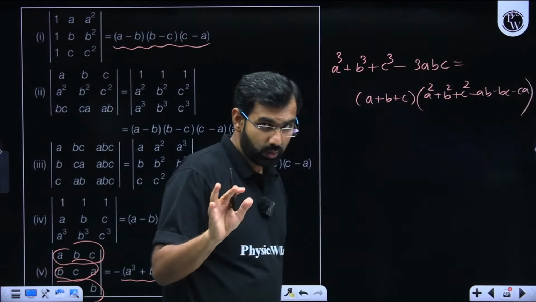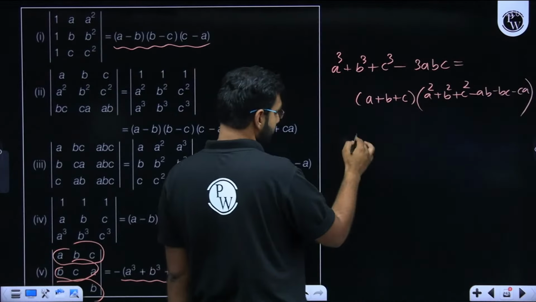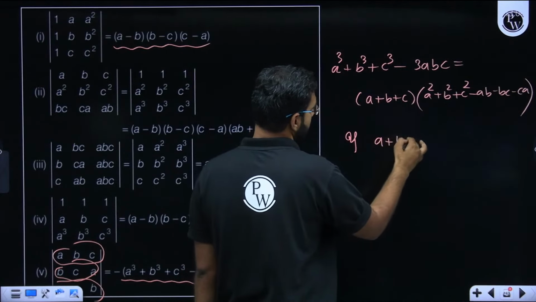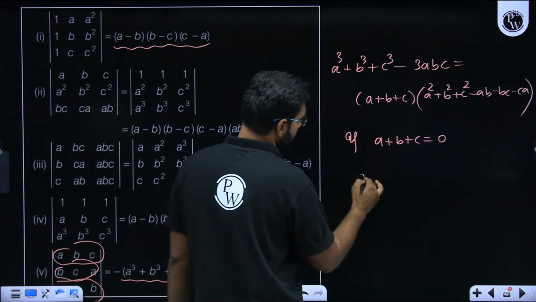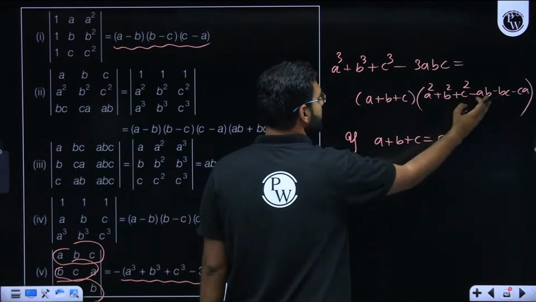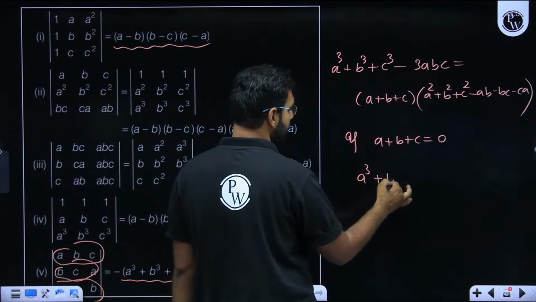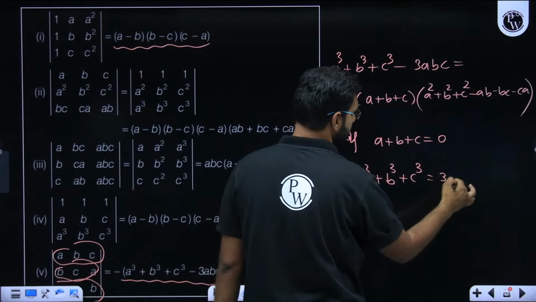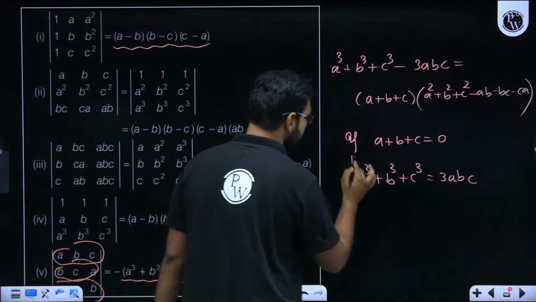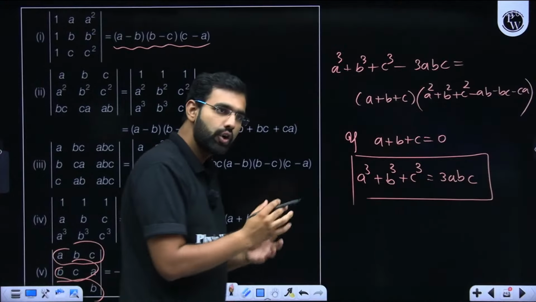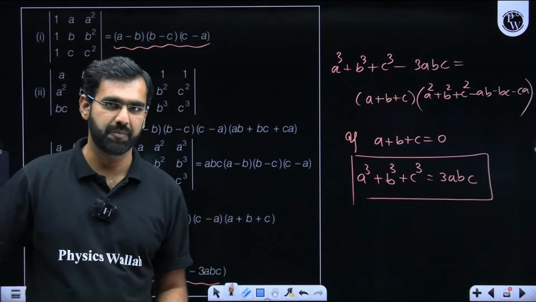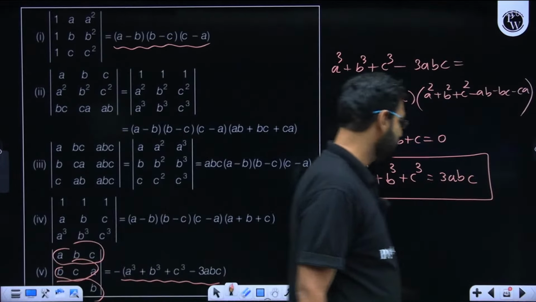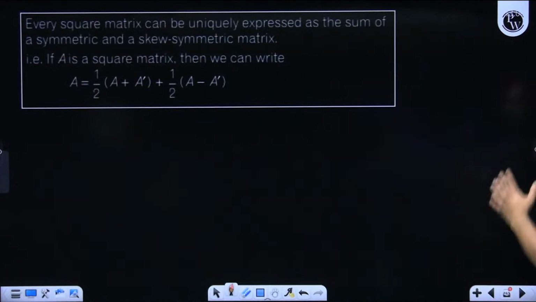And we derive one more result from here, which is that if the sum of these three numbers is 0, then we can say this factor is 0, and 0 into anything is 0. Then we can say a cube plus b cube plus c cube minus 3abc is 0, which means a cube plus b cube plus c cube is equal to 3abc. That is something you got to remember. It could be used anywhere in your examination, in any of the questions. So please don't forget that. These are some general expansions which you got to keep with yourself.